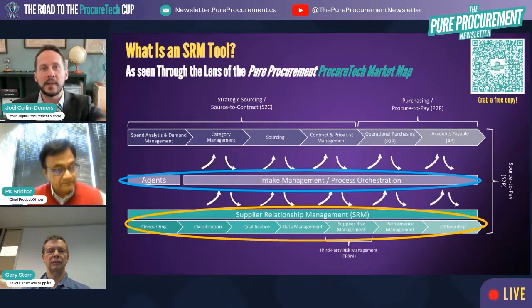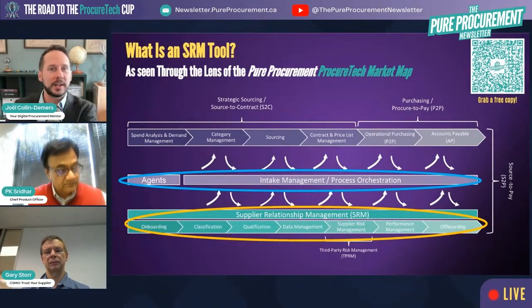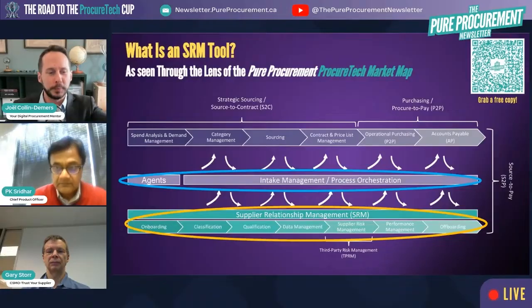And then, we have the blue circle in the middle, which is the coordination and the intake of all that, because you could come in and need a sourcing project as a requester, or you could buy straight from a catalog. And so what we're seeing, and I think that's why it's circled in blue, and you can confirm or infirm, Gary, is that intake and process orchestration is sort of becoming something that all solution categories are offering, right?